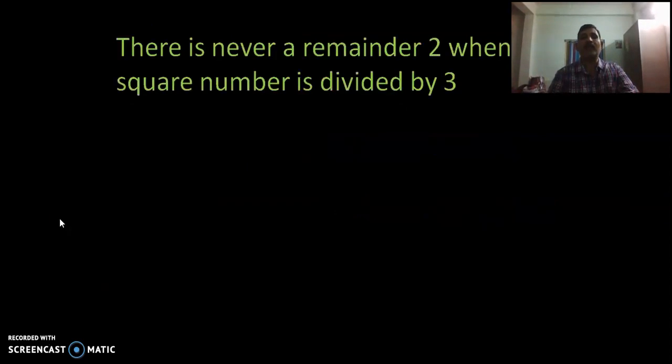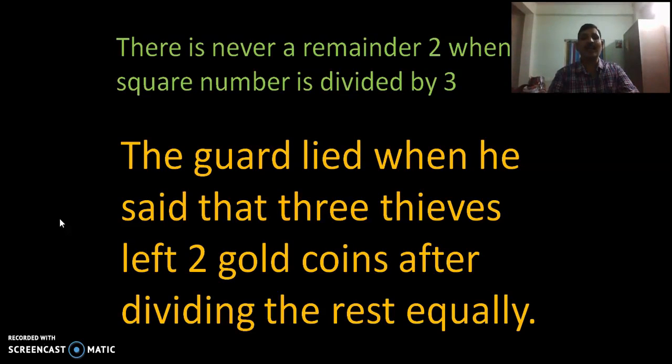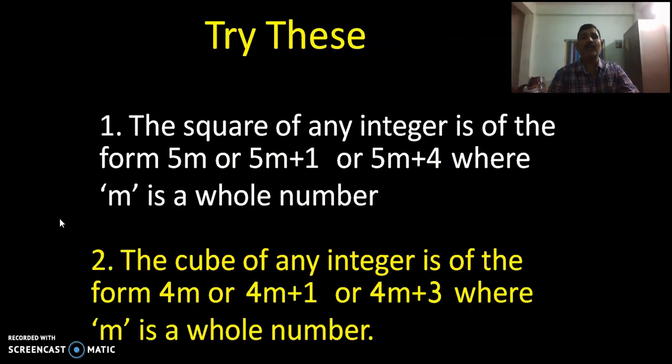So from that we can easily understand that the God himself is the culprit. Now try these problems. Suppose you are given: the square of any integer is of the form 5m or 5m plus 1 or 5m plus 4, where m is a whole number. Also, you can try: the cube of any integer is of the form 4m or 4m plus 1 or 4m plus 3, where m is a whole number.